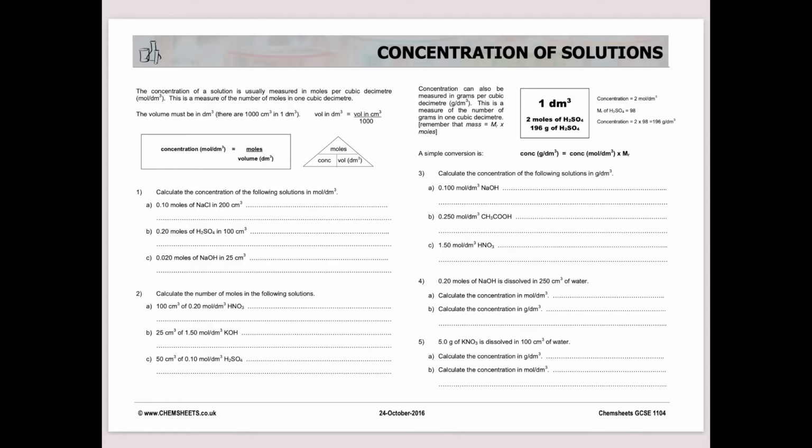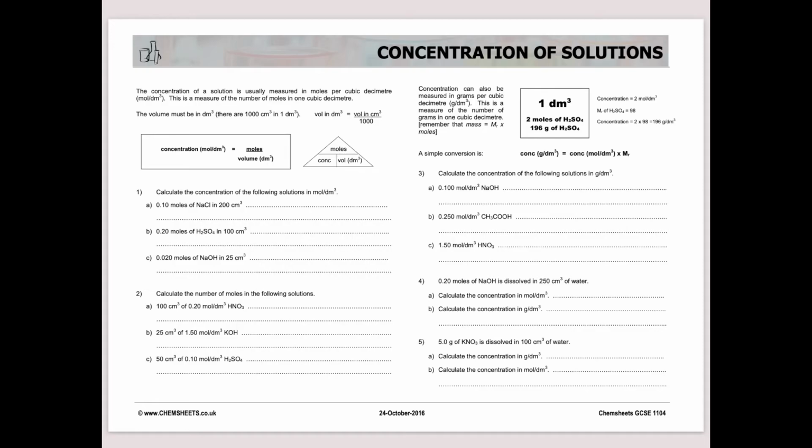So you now have this worksheet to complete. So the first set of questions you will need to be converting from centimetres cubed to decimeters cubed, and then simply calculating our concentration like we've been practicing. For question 2, you need to be calculating the number of moles in those solutions. So you're going to need to rearrange that equation just like how we looked at it last lesson.